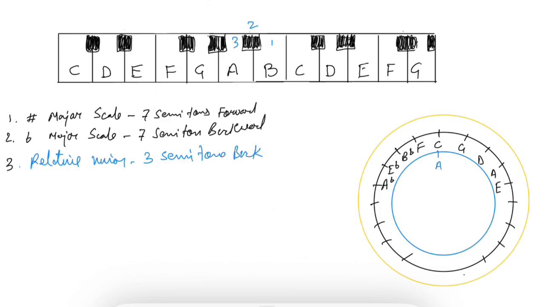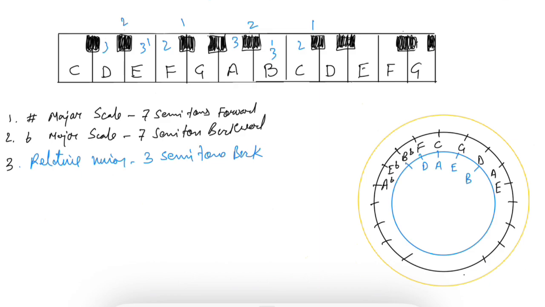Now if you go from G, this is 1, 2, 3. You get E relative minor. If you go from F, this is 1, 2, 3. You get D relative minor. If you go back from D, you get 1, 2, 3. You get B as relative minor.